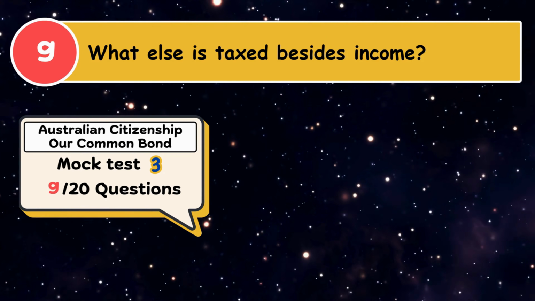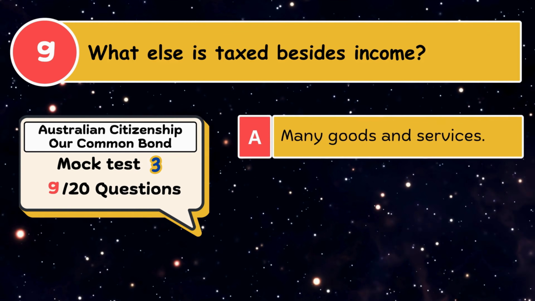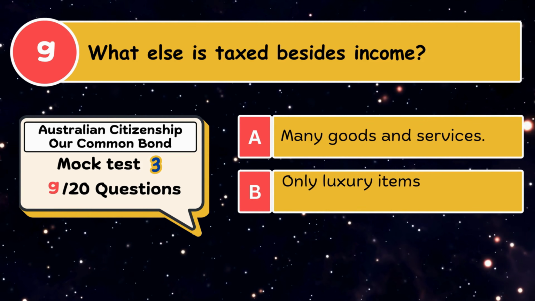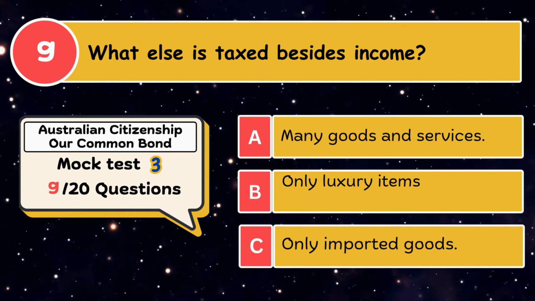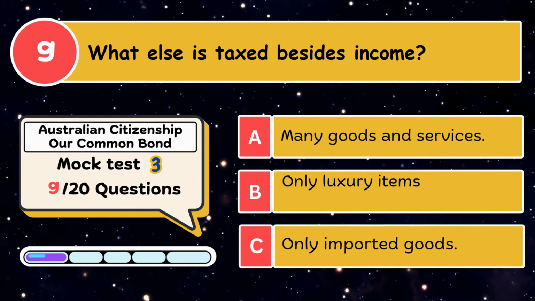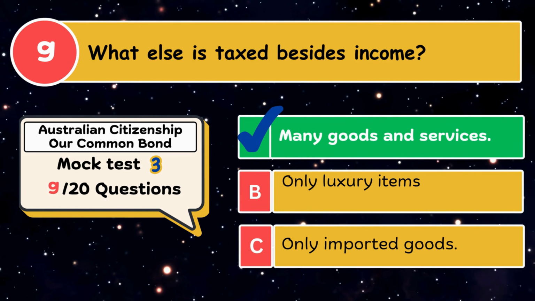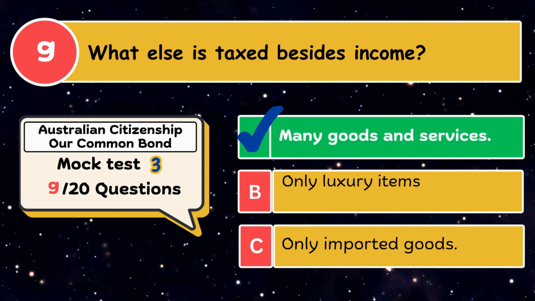What else is taxed besides income? A. Many goods and services. B. Only luxury items. C. Only imported goods. The correct answer is many goods and services.